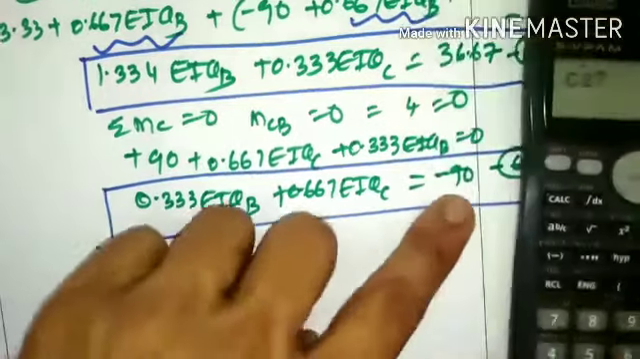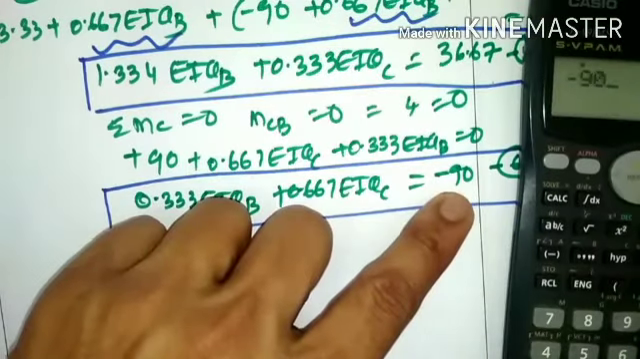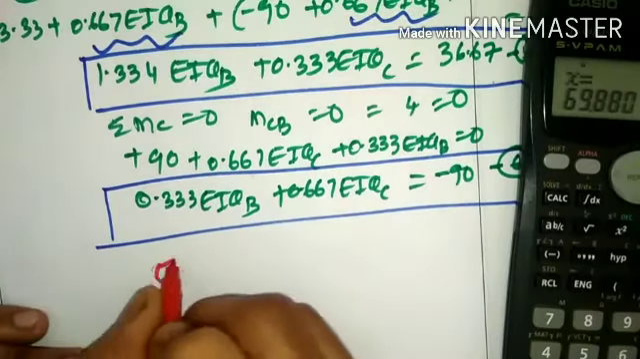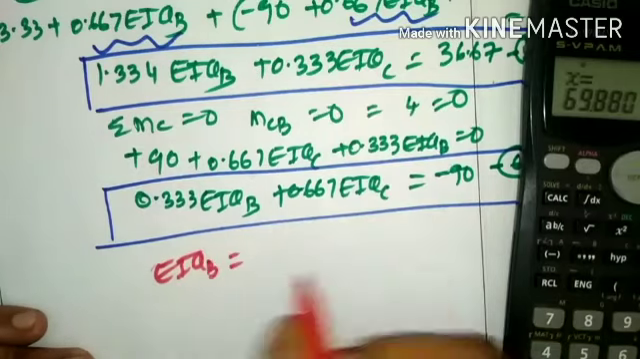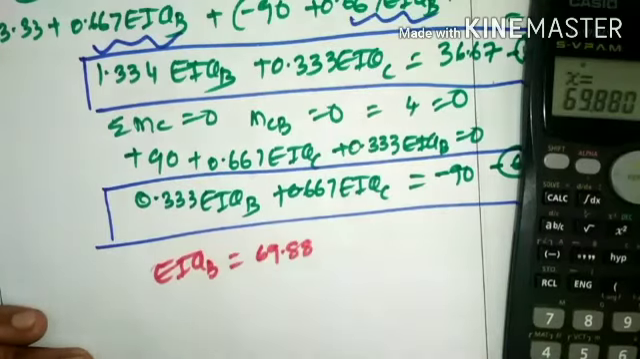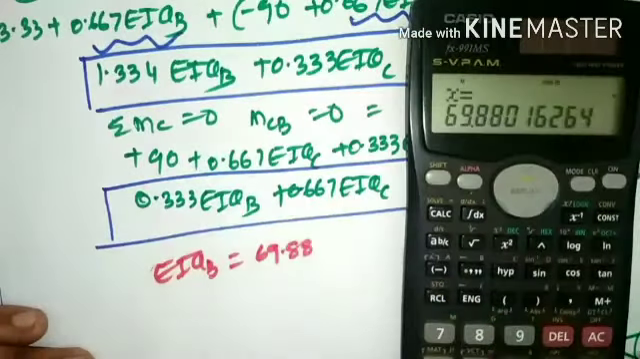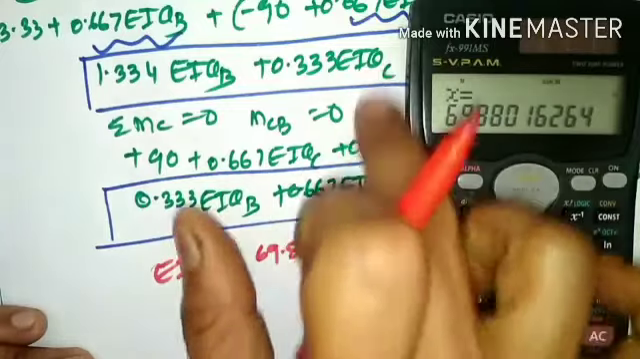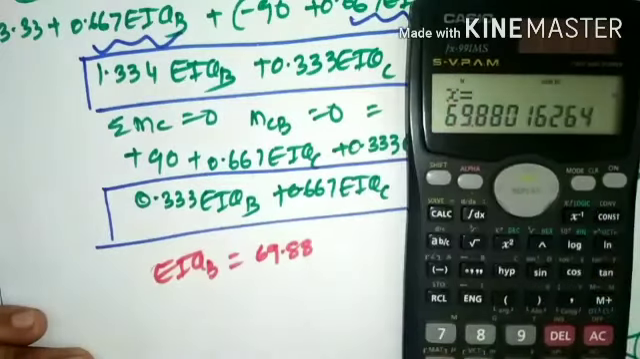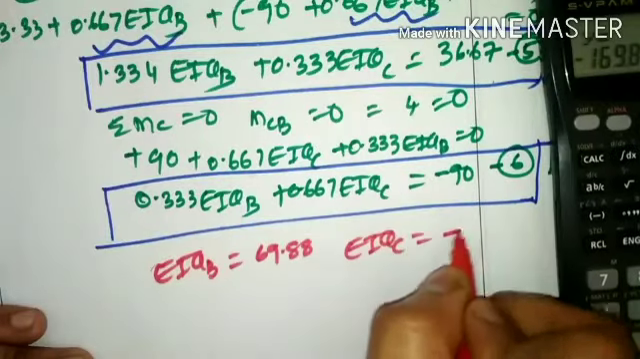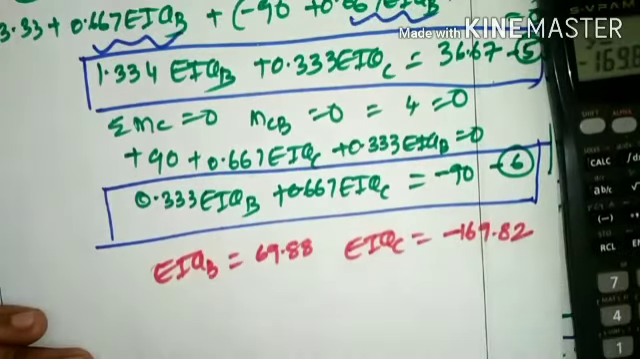0.667. Next value is minus 90. We need to substitute along with the sign convention. So EI theta B value is 69.88. As it is the first term, it will be called x now. As EI theta C is the second term, it will be classified as y. So this will be EI theta C as minus 169.82. So these are the two values that will be helpful now.